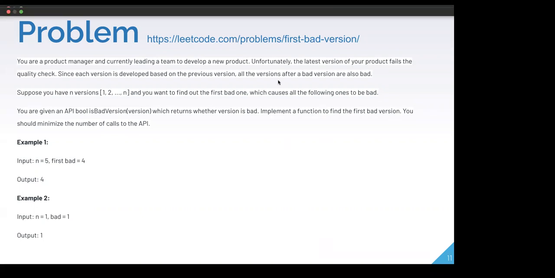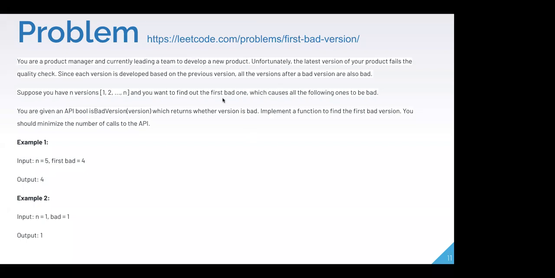I think since it says that we have versions 1 to n, and you want to find out the first bad one, and it says, unfortunately, the latest version of your product fails the quality check. Since each version is developed based on the previous version, all the versions after a bad version are also bad. And then you are given an API bool isBadVersion, which returns whether a version is bad. Okay, and according to the examples, you said you're only giving the input, that is n.